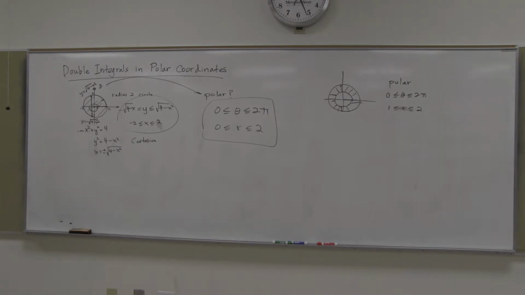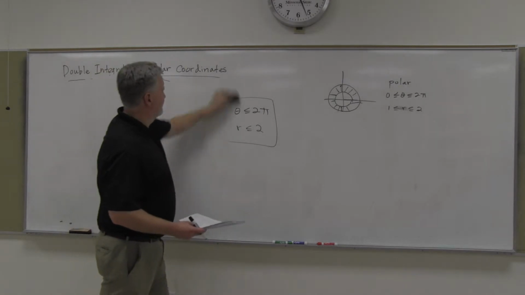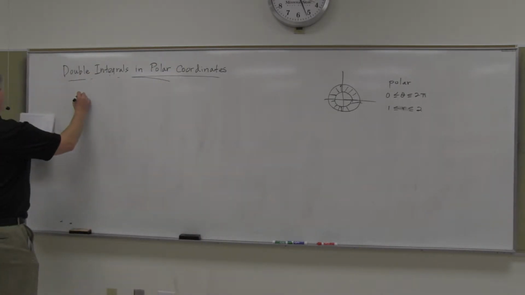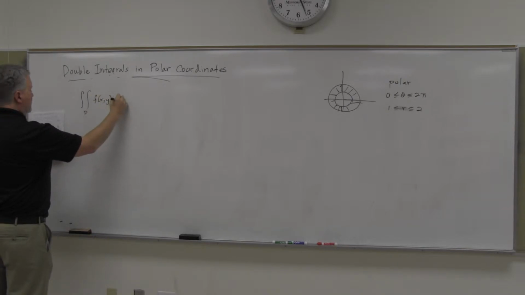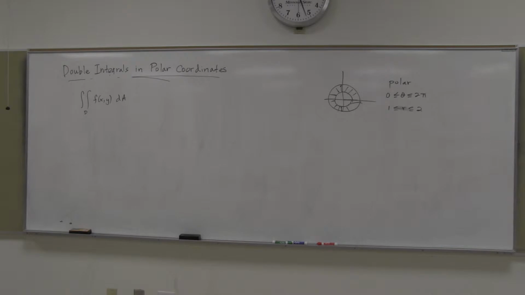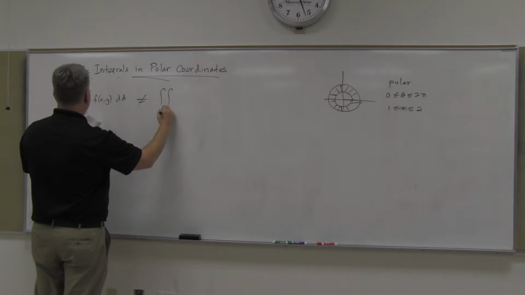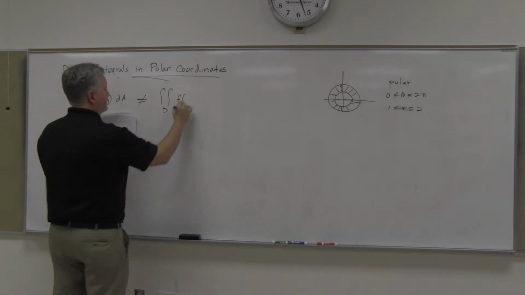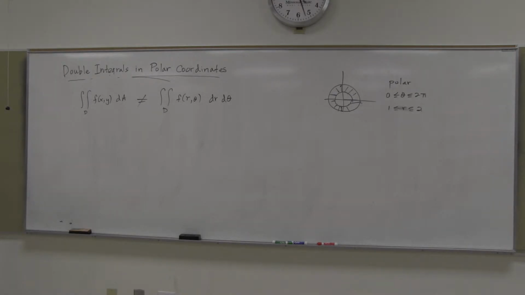Okay, so how do we do double integrals then in polar coordinates? And unfortunately, here is what we can't do. All right, so we've been working with these double integrals over area D, f of x, y, and then dA, where dA is dy dx or dx dy. Unfortunately, no, you can't just do this. You can't just switch them to r's and thetas and you're done with it, okay?